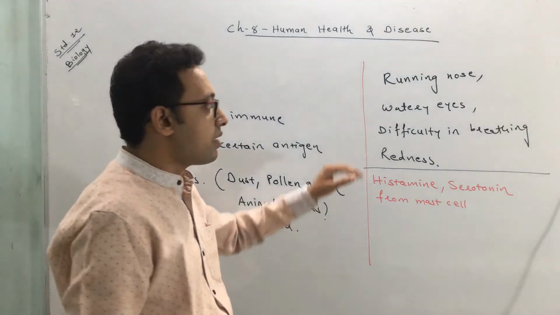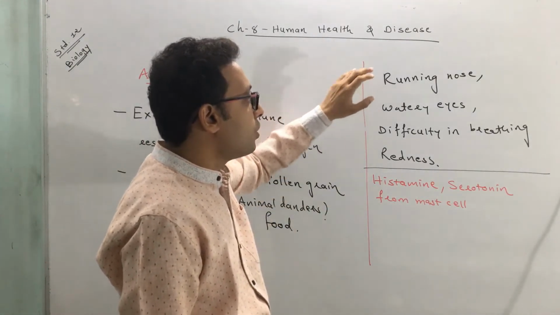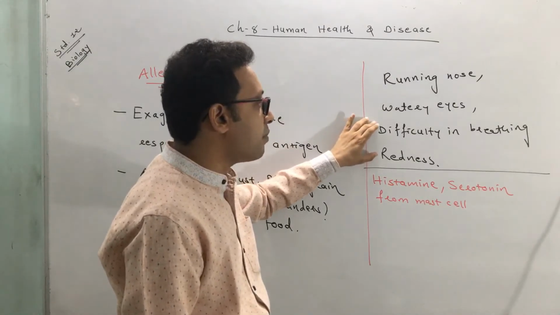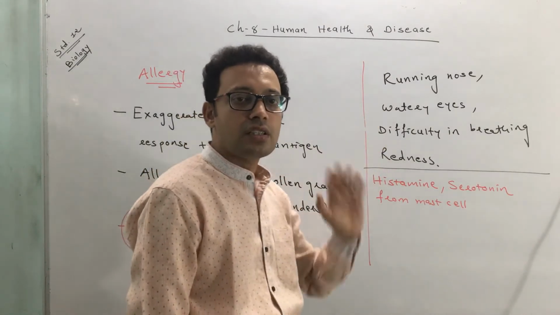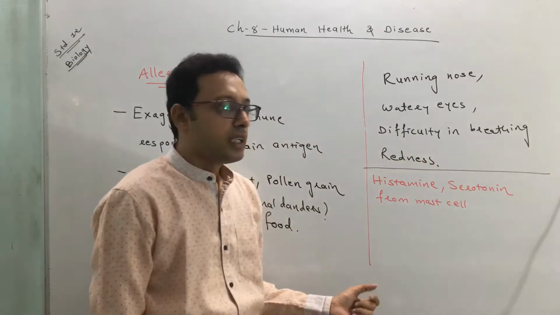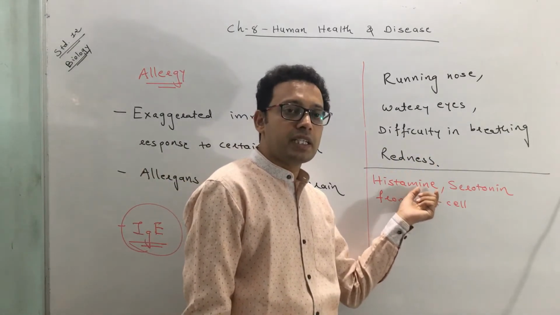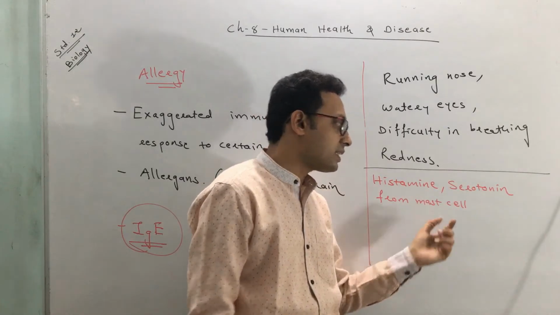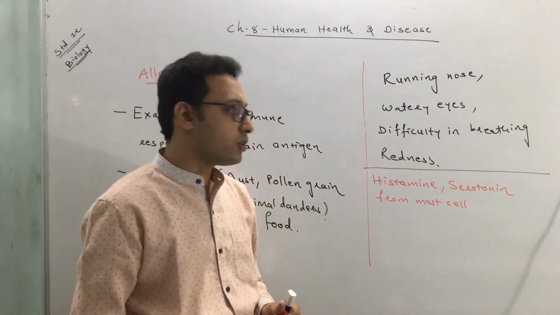The usual symptoms reported are runny nose, watery eyes, difficulty in breathing, and redness. These are the usual symptoms which are reported in allergies. Okay, it is due to a release of chemicals called histamine and serotonin from mast cells. These are the chemicals which play a role.